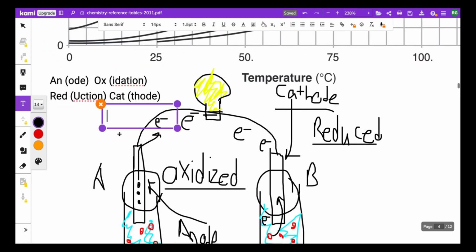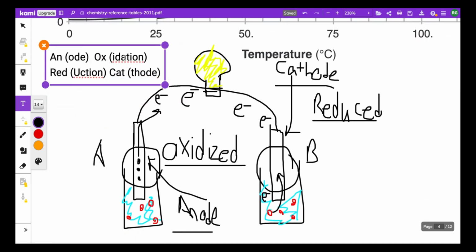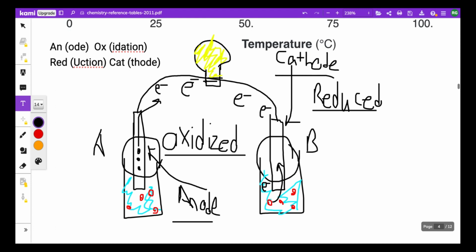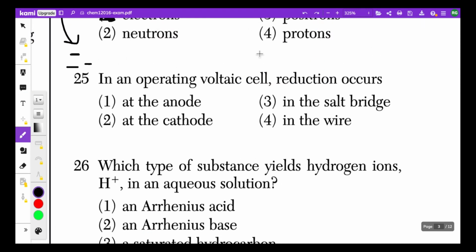All right, so anode is where oxidation happens. Reduction is where reduction takes hold in the cathode. And that's how you kind of remember it. So going back to our question, in a functioning voltaic cell, reduction occurs, well, an ox, red cat. Boom.